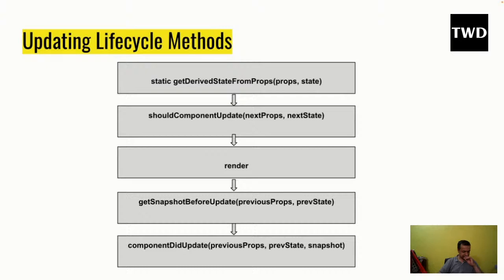But in this updating lifecycle method, what will happen? When will this updating lifecycle method run? It will run when your state gets changed. When your state or props get changed, when props get passed or state gets changed, the updating lifecycle method runs. So we'll see how the state will change. The first thing which runs is getDerivedStateFromProps.